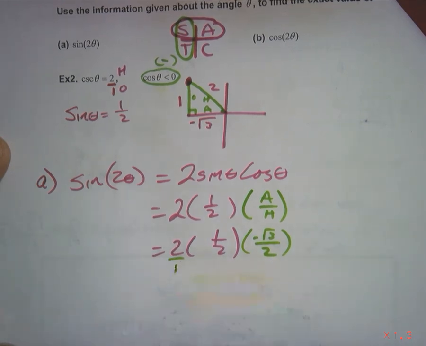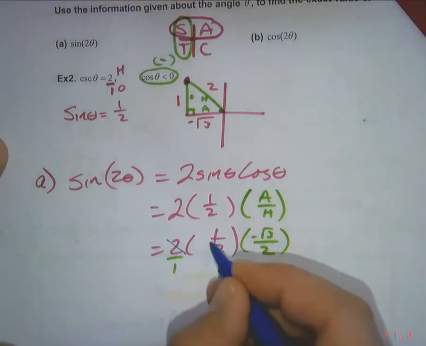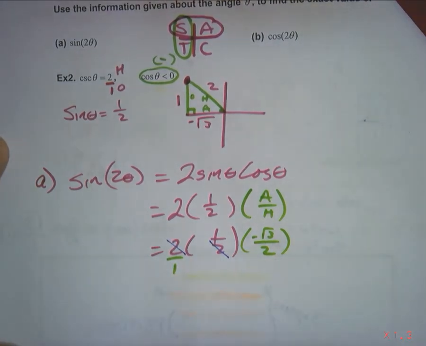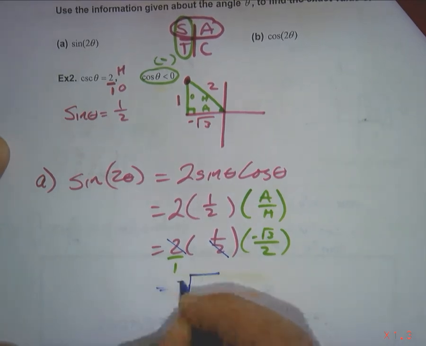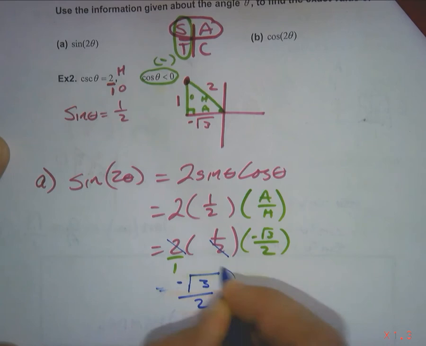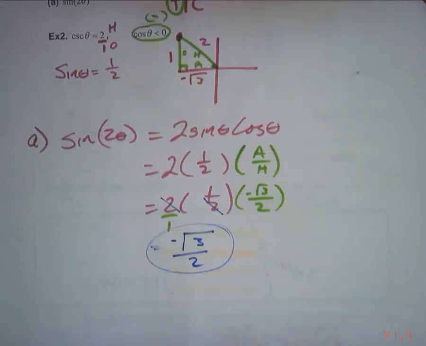So think of this as 2 over 1, all right? So in this case, the 2's are going to cancel, right? 2 times a half just cancels out, it turns into 1. And that leaves me with negative root 3 over 2. So final answer for part A, sine of double theta, negative root 3 over 2. Easy peasy.